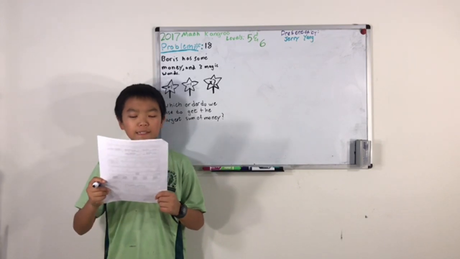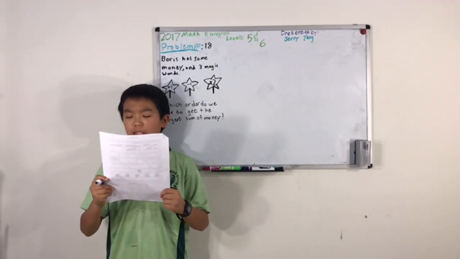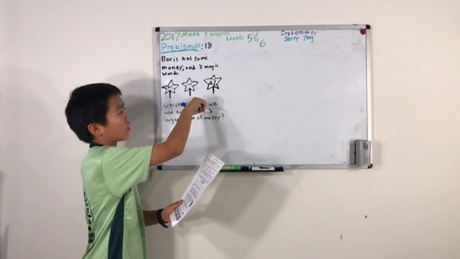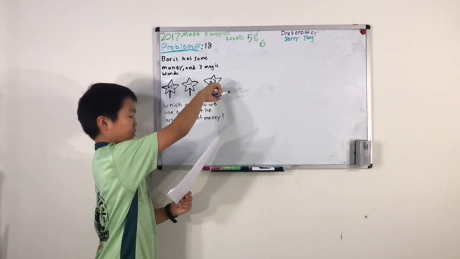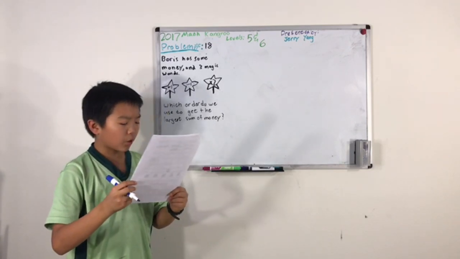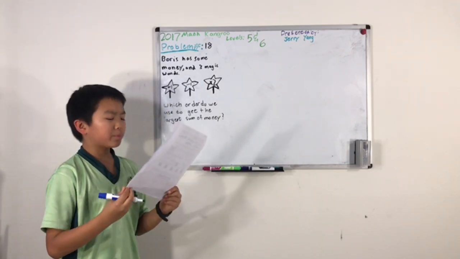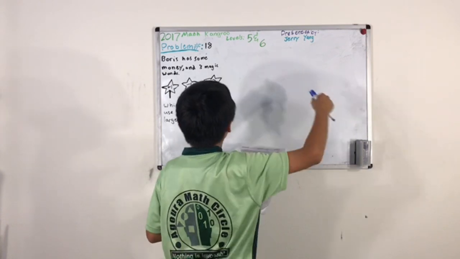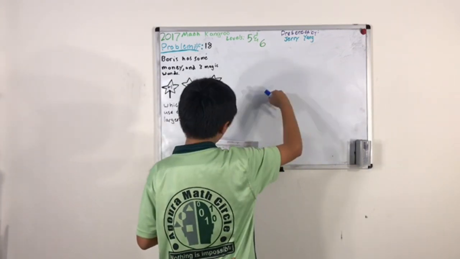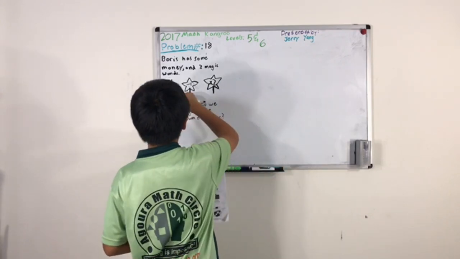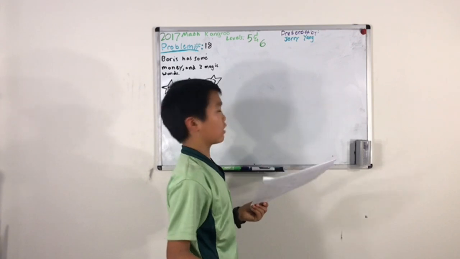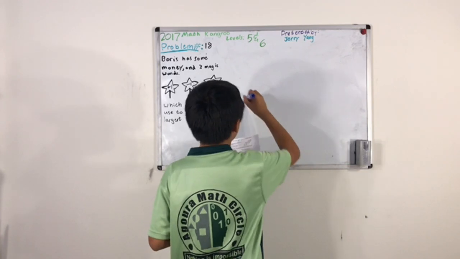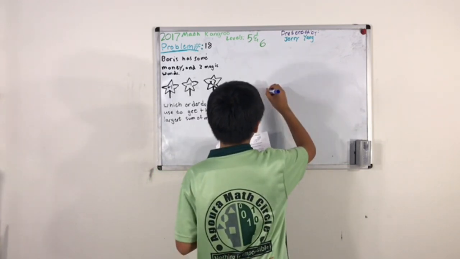Problem 18. Boris has a certain amount of money and 3 magic wands that he can only use once. This wand adds $1, this wand subtracts $1, and this wand doubles the amount by 2. In which order must he use these wands to obtain the largest amount of money? So, we obviously know that subtract 1 cannot be first, because then that would make it one of the smallest sums. And if we do plus 1 and then minus 1, well, then that would just literally just be times 2.